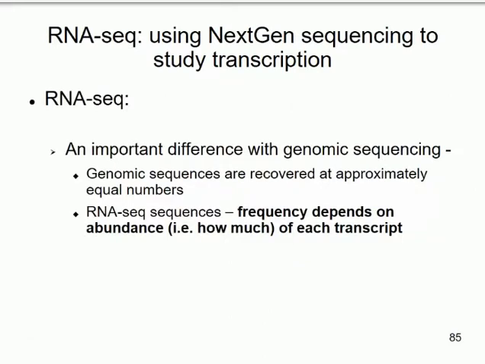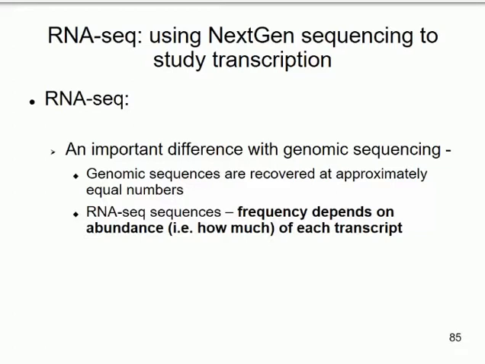Now, one of the reasons that RNA sequencing is so useful is it doesn't only tell you which genes are being expressed, it tells you how much they're being expressed. And the reason for this is that the number of sequences that you get for a particular gene correspond more or less to how much message for that gene was in the cell. So if a gene is being very strongly expressed, it's making lots of mRNA, that means you'll get lots of cDNA corresponding to that gene, and you'll get lots of sequences corresponding to that gene in your RNA-seq library.